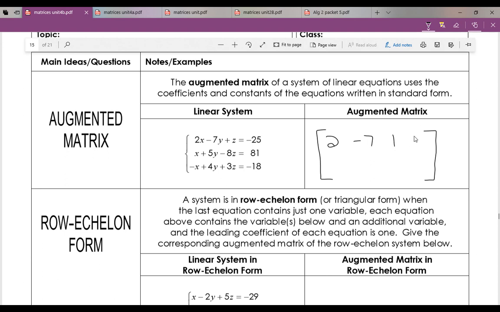Now, I always put a line where my equals is. You do not have to put a line where the equals is. I just like to separate my constants from my coefficients. It's just a personal thing. So I like to know where the equal sign originally is in the problem. Then I have 1, 5, -8, and 81. And then my last row is -1, 4, 3, and -18.